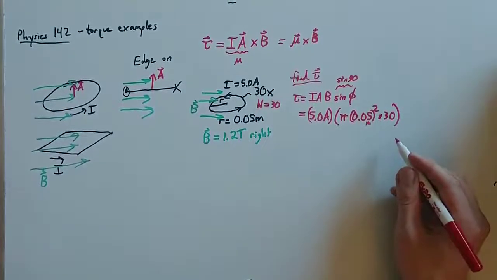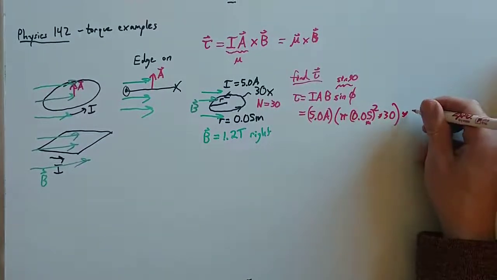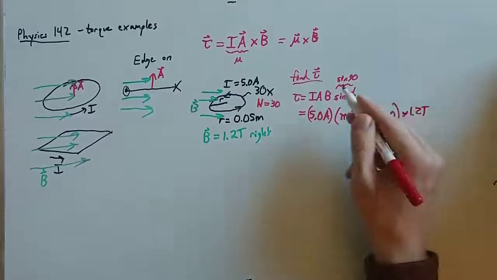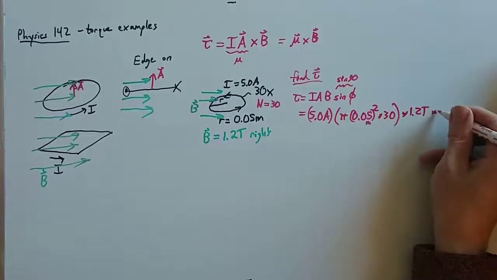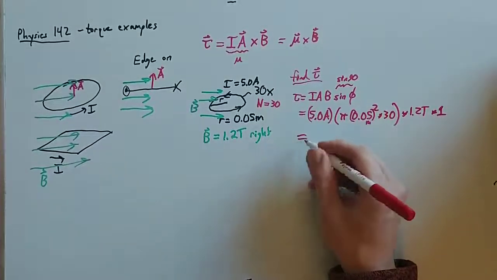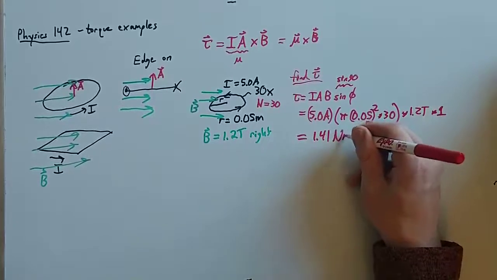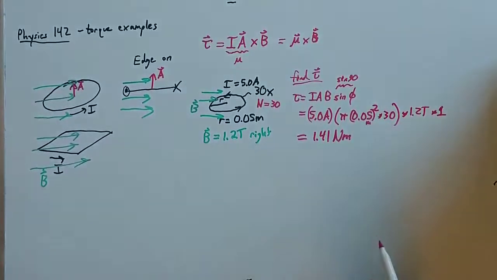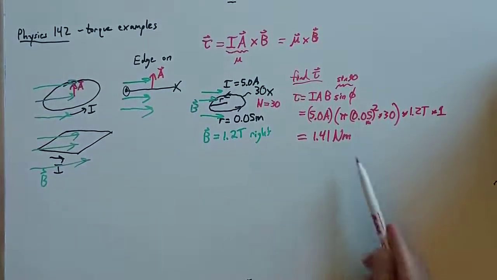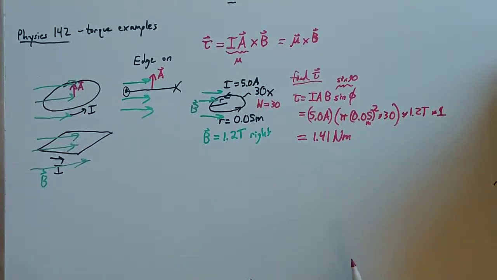So we put in a times 30 to get the area, and then last we just need to multiply times the B field. So the B field is 1.2 Tesla, and then again times sine 90, which is just times 1, all right? We can multiply all those values together, and when I do that, I got 1.41 Newton meters. Remember, that's the unit of torque. But we're not quite done, because torque is a vector, so we know the magnitude, but what direction is this torque going to work?